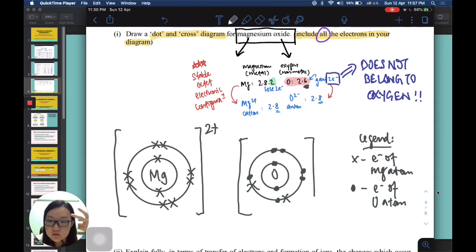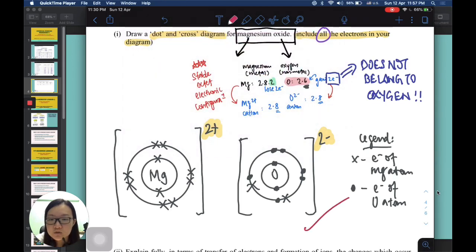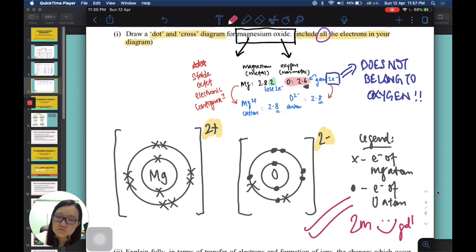Once you're done, draw the square bracket and then put the charge 2 minus. 2 plus, 2 minus. In this case, it balances out very nicely. There's no need for any math magic going on. So you are fine. That's a double tick, 2 marks into your pocket. Cool, good.